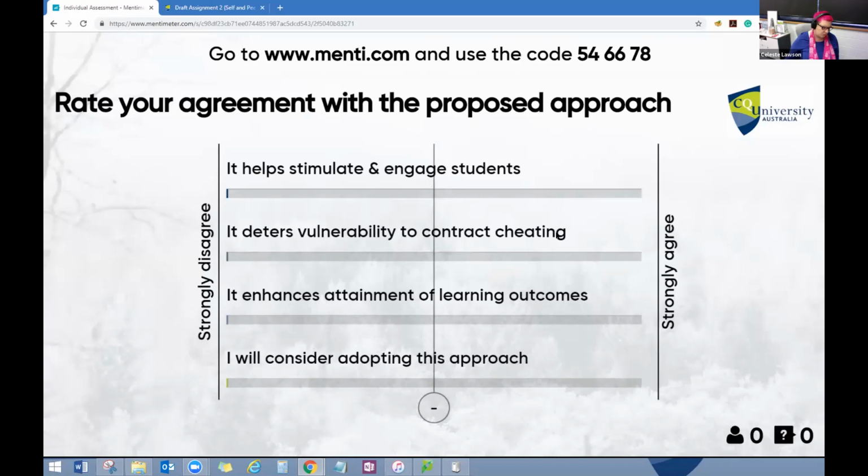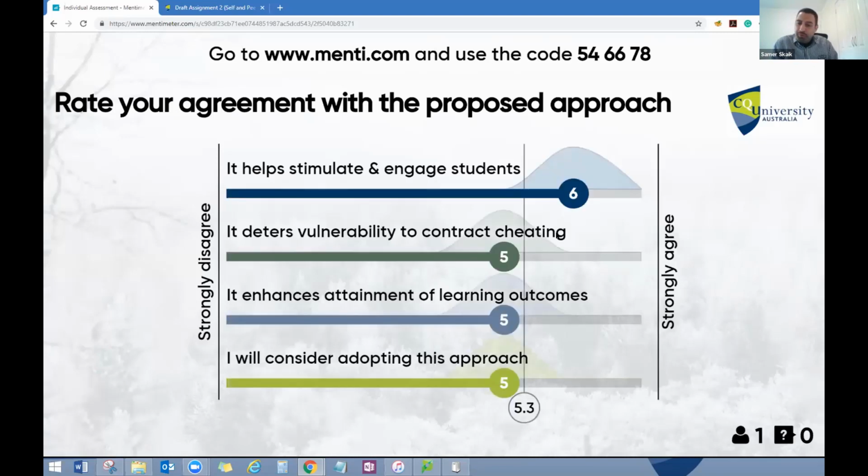So if you go back to your phone, this is the proposal that I have come up with, this is my experience in the last 2 years. What do you think about this proposal? If you go back to your phone again, this is a code, and you will find a scaling question, Likert scale, 1 to 7. What do you think about the proposal? Does it really help stimulate engaged students? Will that deter vulnerability to contract cheating? Will that enhance attainment of learning outcomes? And whether or not you will be considering this approach in your unit. It would be great to have your opinion on this.